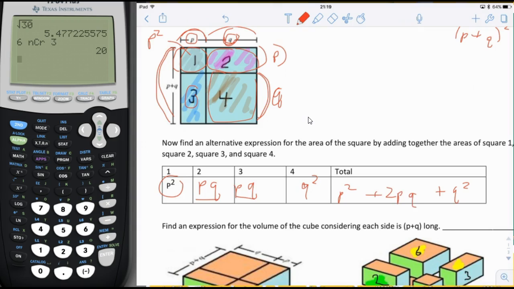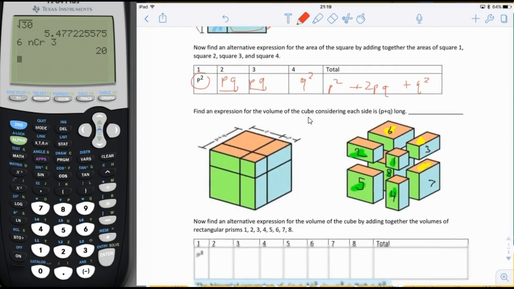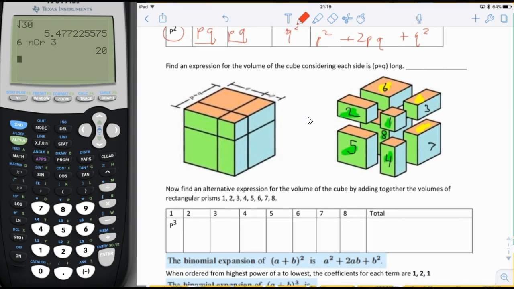Find an expression for the volume of the cube considering each side is p plus q long. Now, instead of having a square that's divided into 2 rectangles and 2 squares, now we have a cube. It looks like a Rubik's Cube, doesn't it? If we divide it up into these 8 sections, can we figure out the volume of each one from p and q? Yeah, I think we can. For example, these short side lengths are all p, and the longer lengths are q.